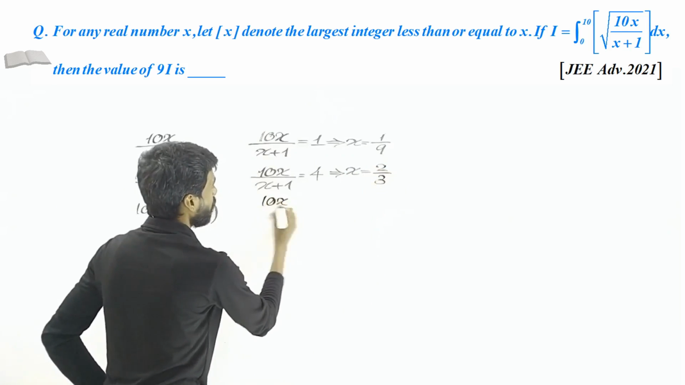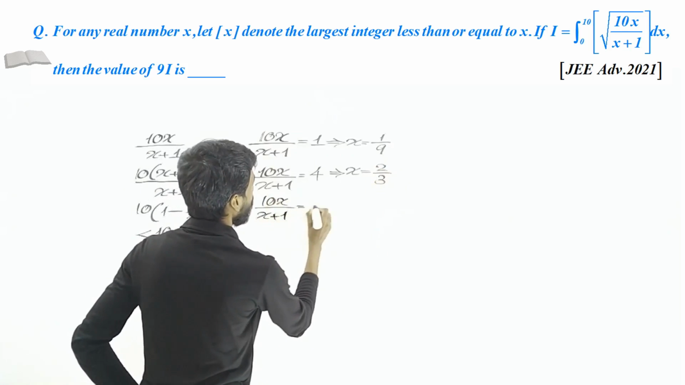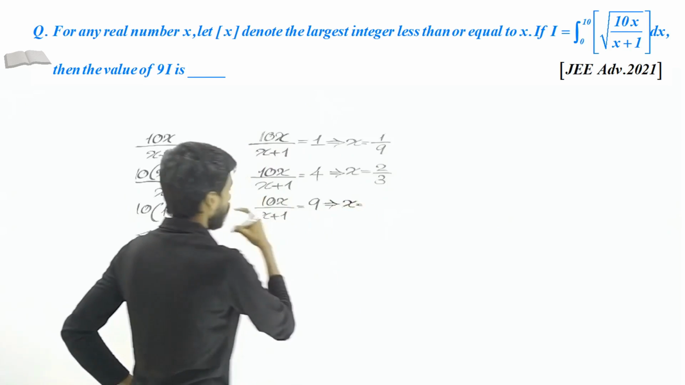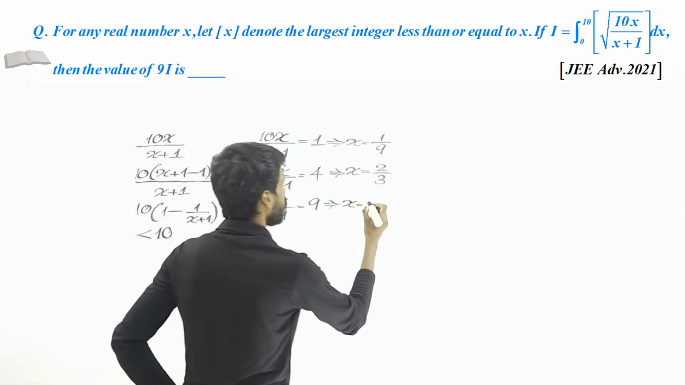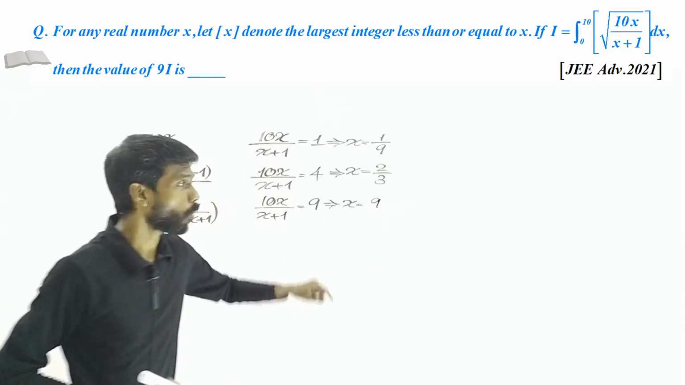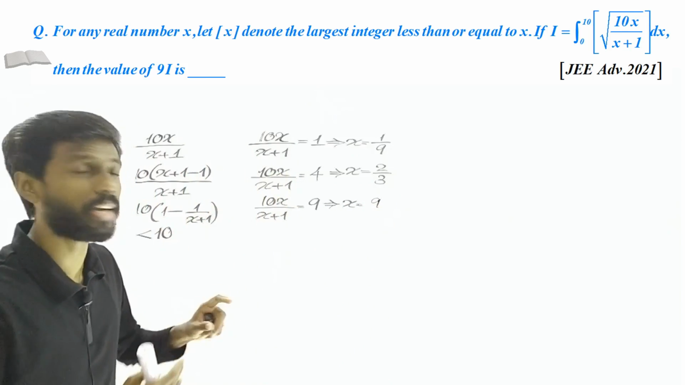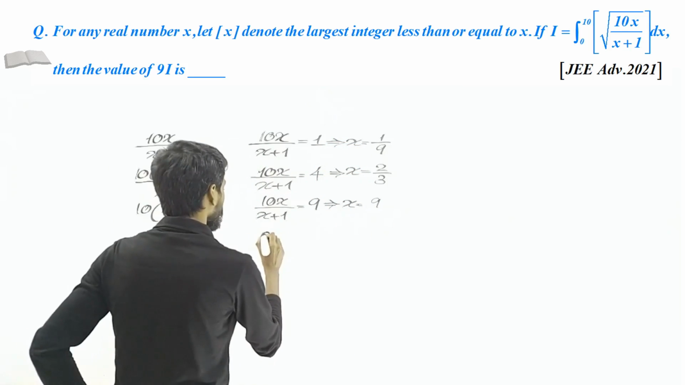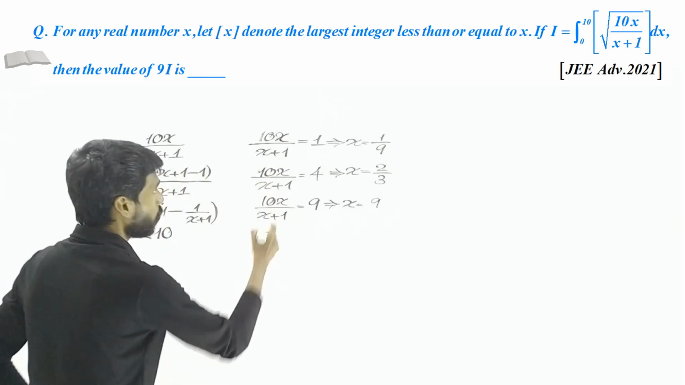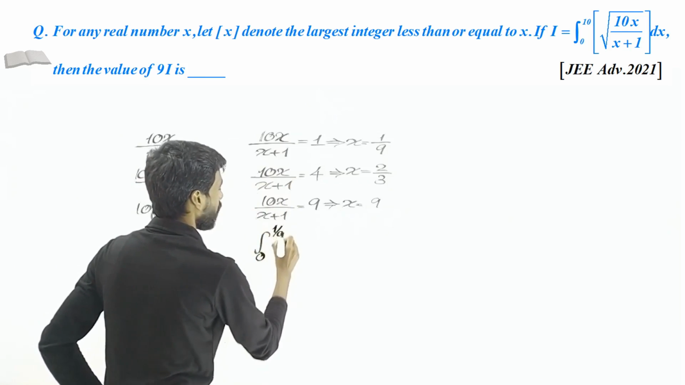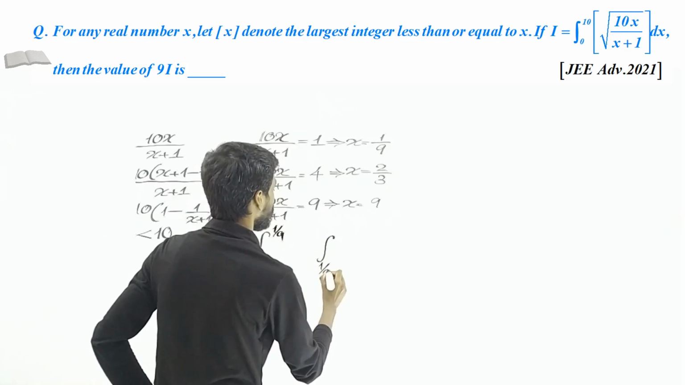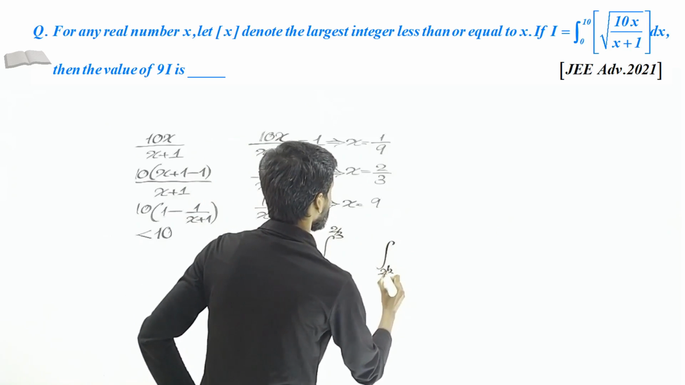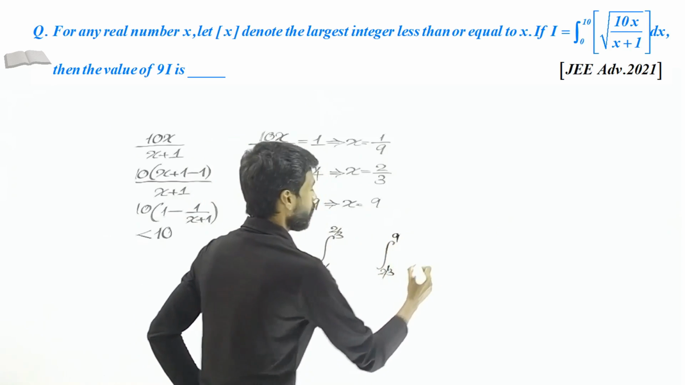Similarly, the next possible value is 10x divided by x plus 1 equals 9. So 9 is the next perfect square, so that gives you the value of x, which is 10x minus 9x, so x equal to 9. So 9 is the value. So we have to split the integral at these points, 1 by 9, 2 by 3 and 9. Okay, let us do this. The given integral starts from 0 to 1 by 9, and then again from 1 by 9 to 2 by 3, and then from 2 by 3 to 9, and then from 9 to 10.